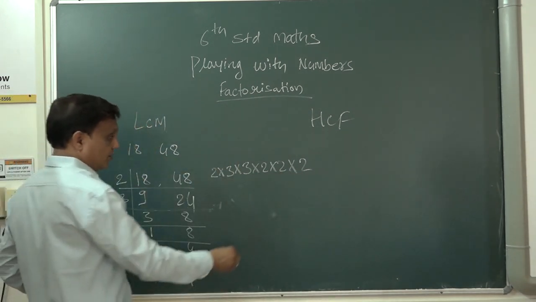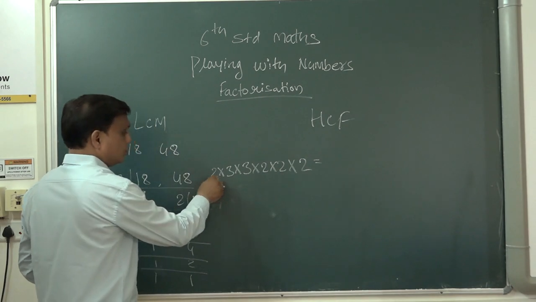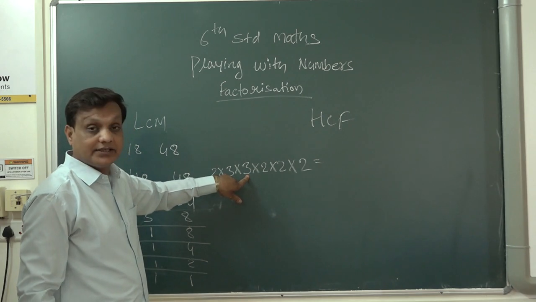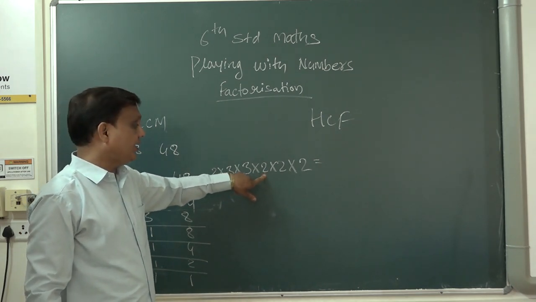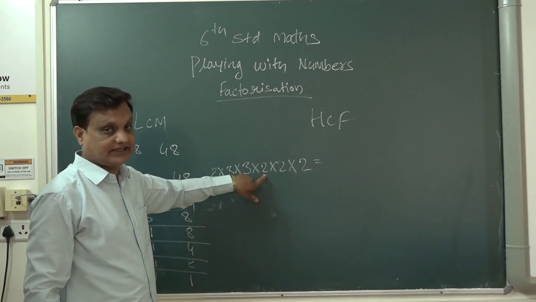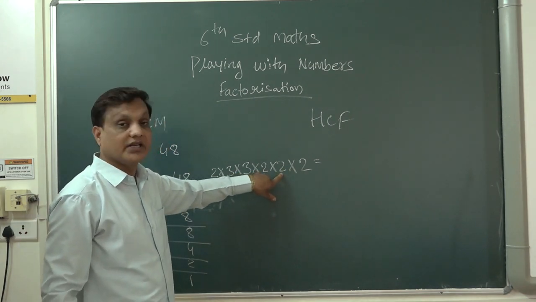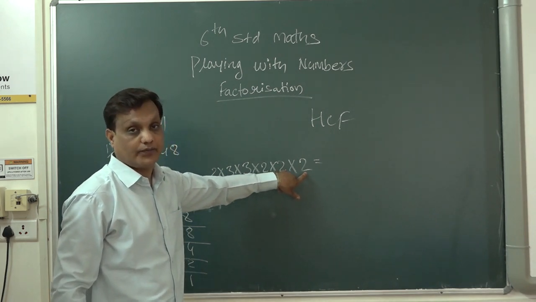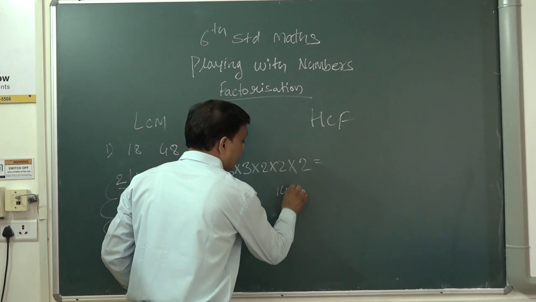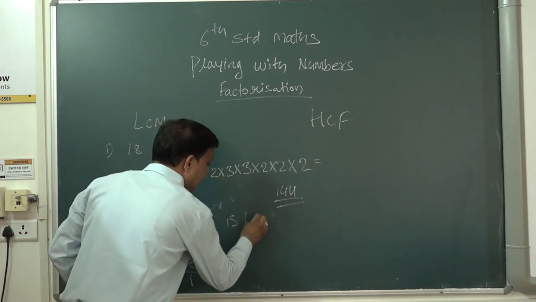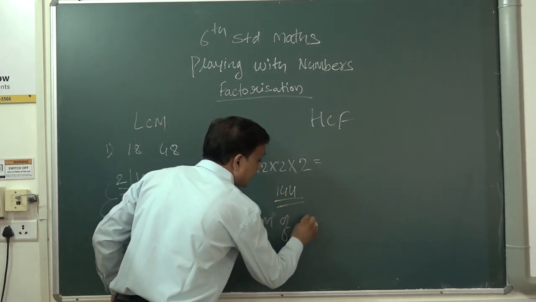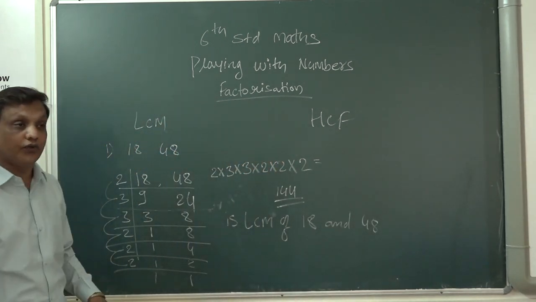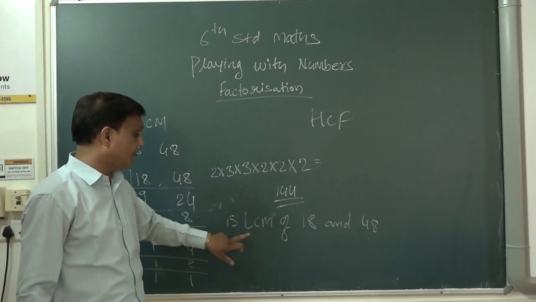Now you multiply all these numbers. When you multiply them, 2 3s are 6, 6 3s are 18, 18 2s are 36, 36 2s are 72, and 72 2s are 144. So 144 is the LCM of 18 and 48.